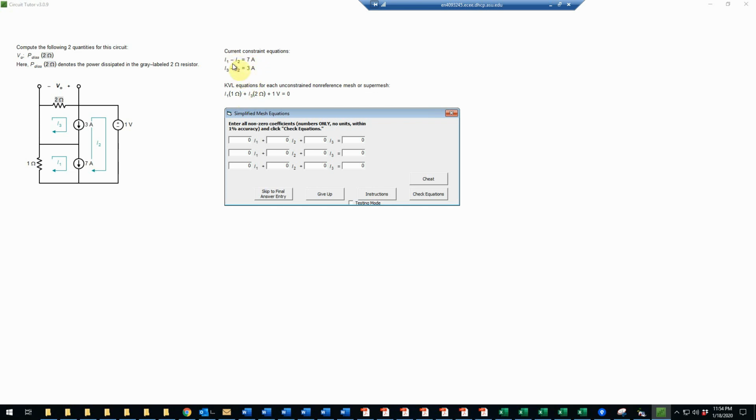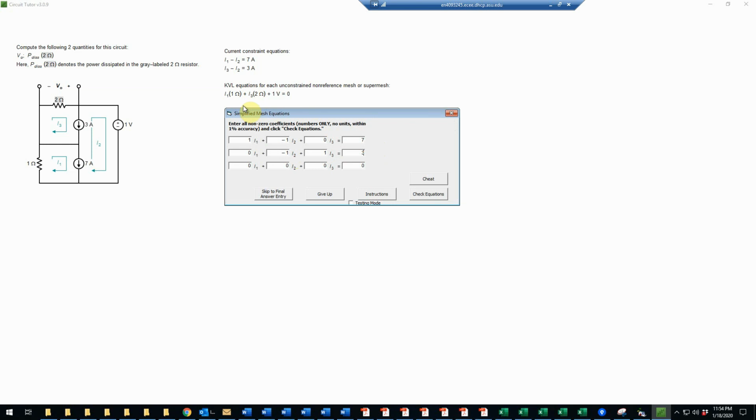So the first equation says I1 minus I2 is 7 amps. So the I1 will have a coefficient of 1. I2 will have a coefficient of negative 1. And then we have 7 amps on the right-hand side. And of course, there's no I3 term in that equation. The second equation says I3 minus I2 is 3. So I3 will have a coefficient of 1, I2 will have a coefficient of negative 1, and then that will be equal to the 3 amps, the fixed constant. We don't put any units, as usual, in these text boxes.